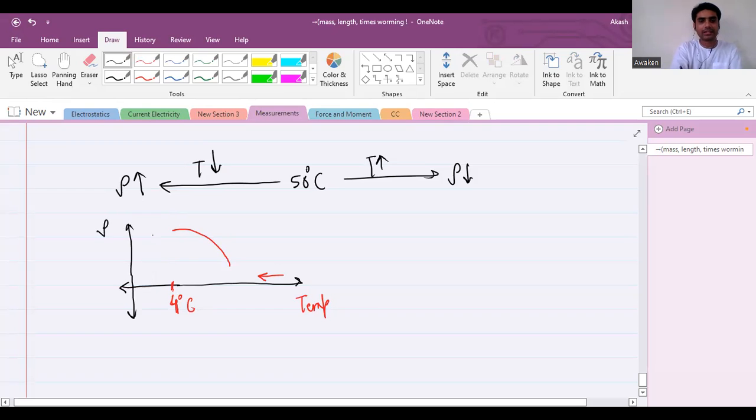Till 4 degrees centigrade the density is increasing, right? And now, abnormally, if you cool it further below 4 degrees, the density, rather than increasing, decreases. It's God's creation. It further decreases actually.